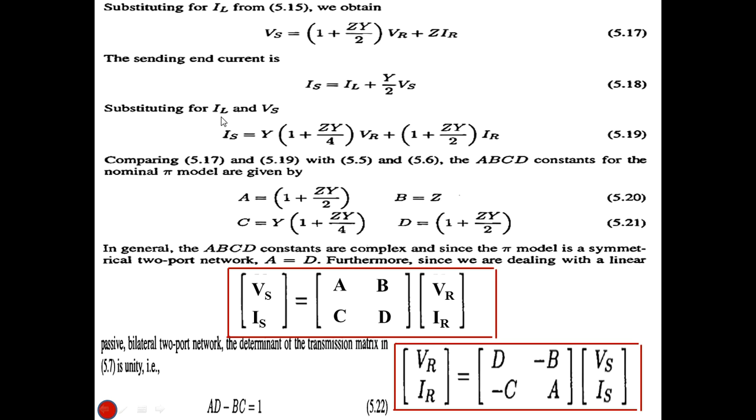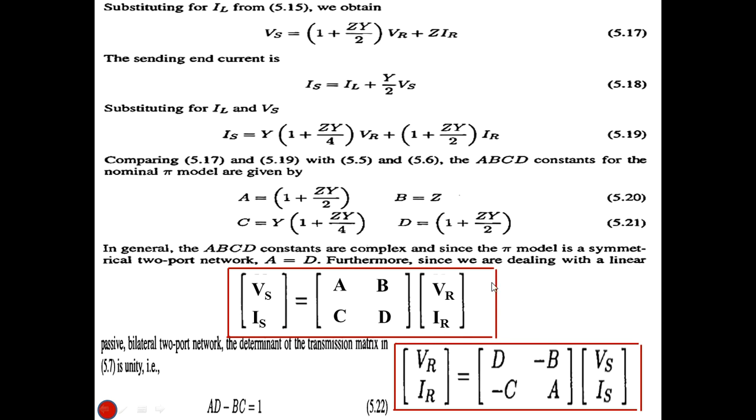By substituting IL and Vs, we can end up with equation 5.19. Is will become Y times (1 plus ZY divided by 4) times VR plus (1 plus ZY divided by 2) times IR. As you can see, equation 5.17 and 5.19 can be put in the matrix form, where A is 1 plus ZY divided by 2, B equals Z, C equals Y times (1 plus ZY divided by 4), and D equals 1 plus ZY divided by 2.